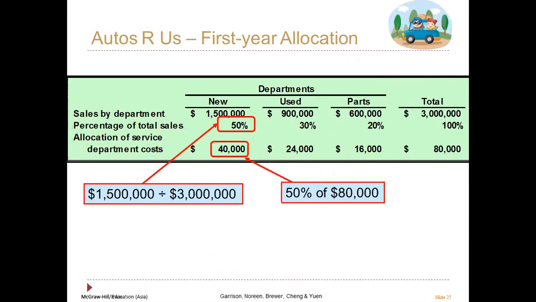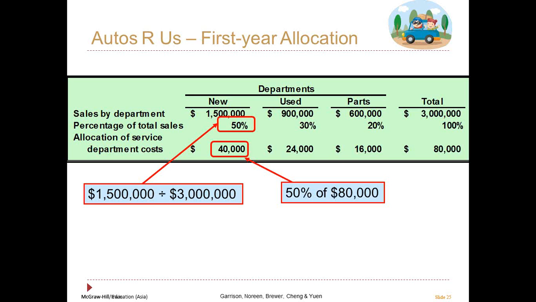Let's focus on the new car sales department in this example. In the first year, sales for the new cars department are $1.5 million of the $3 million total sales. That's 50%. So we allocate the service department costs to the new cars department by multiplying 50% times $80,000. The result is $40,000.